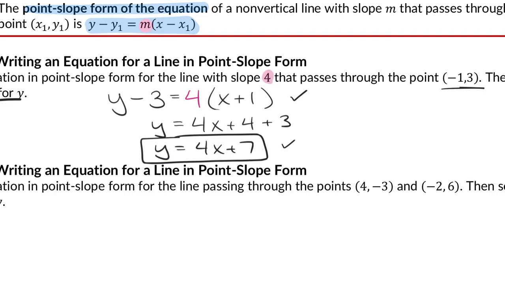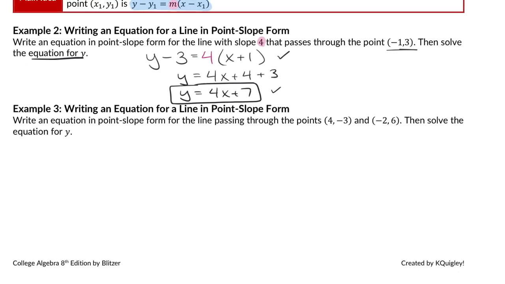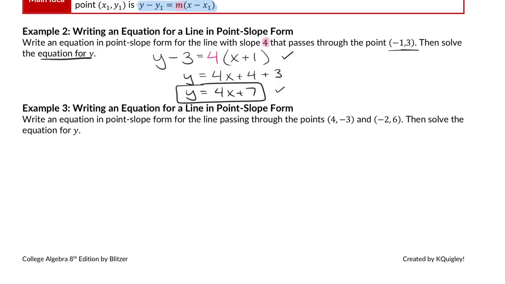Let's try one more, because this time the question backs up a little bit and makes you work a little harder. It says, write an equation in point slope form for the line passing through the points 4, negative 3 and negative 2, 6, and then solve the equation for y. So my question for you is, if we were writing point slope form, we need a point, we need a slope. Do we have a point? Yes. Do we have a slope? No. We have to start there.